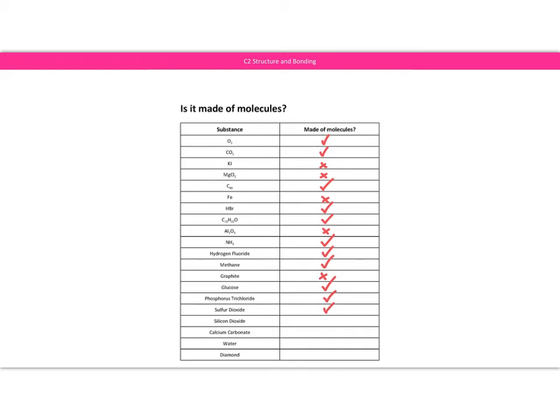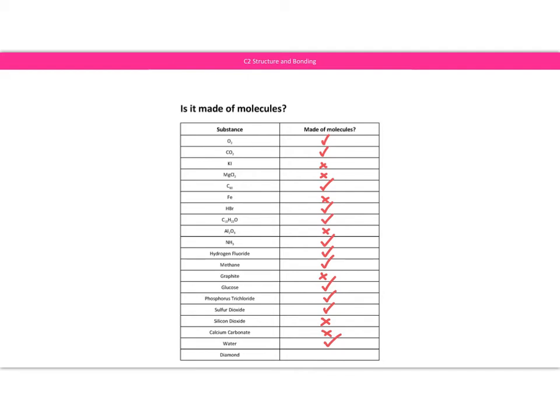Silicon dioxide. Now here's where we've just got to not fall foul of the trap. Silicon dioxide is the exception to the rule, or the exception to the diagram we drew. So you've just got to remember that as a giant covalent structure. So it's not molecular. Calcium carbonate. The moment we see calcium, that's a metal, so it cannot be molecular. Water, H2O, made of more than one non-metal, it's non-metals only, and it has a subscript, so yes, that's molecular.